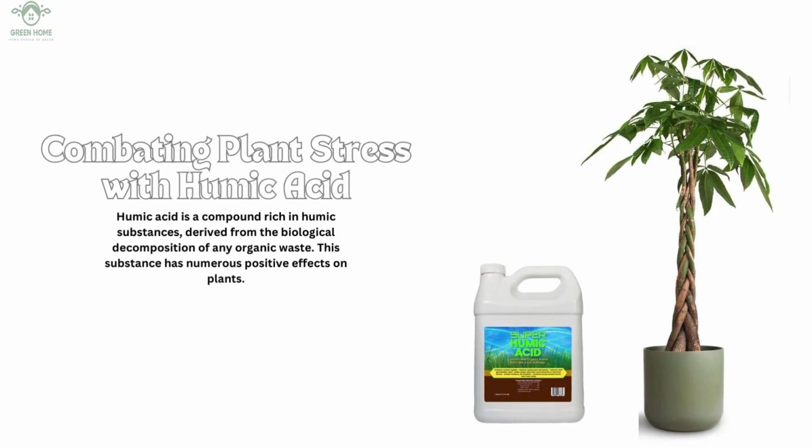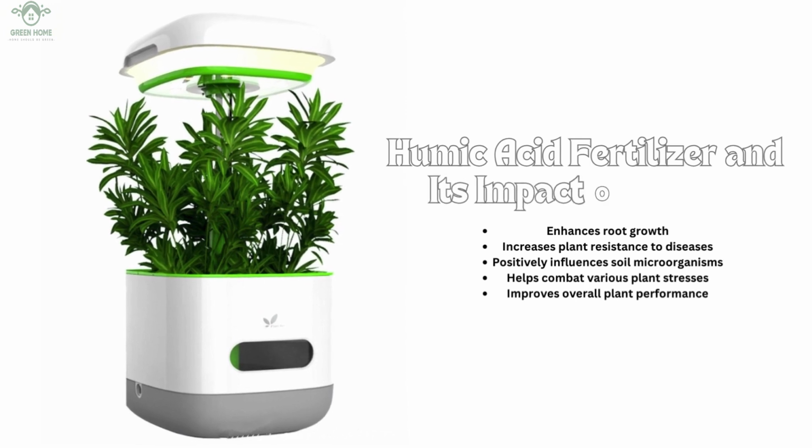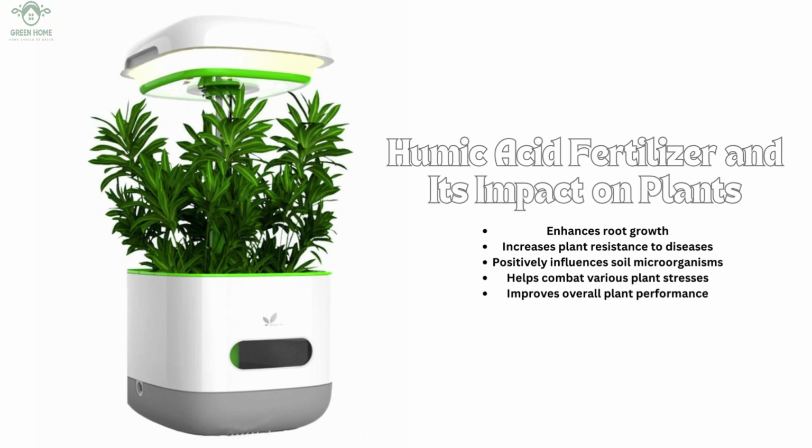Combating plant stress with humic acid. Humic acid is a compound rich in humic substances derived from the biological decomposition of any organic waste. This substance has numerous positive effects on plants. Humic acid fertilizer and its impact on plants: enhances root growth, increases plant resistance to diseases, positively influences soil microorganisms, helps combat various plant stresses, improves overall plant performance.